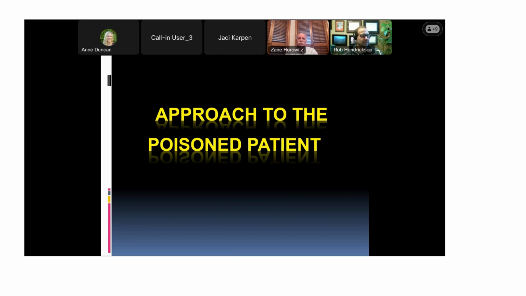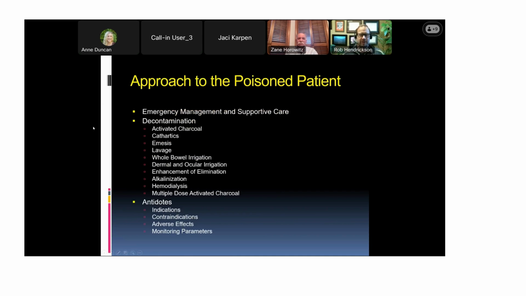Some general topics here. The approach to the poison patient is this list of things. And by the way, just to clarify, all of these topics were taken from the list of the C-SPI test, sort of the core content. So hopefully we'll go through each of these things.